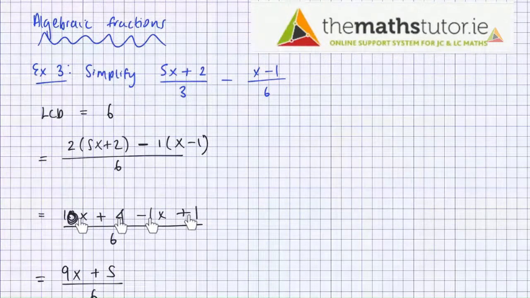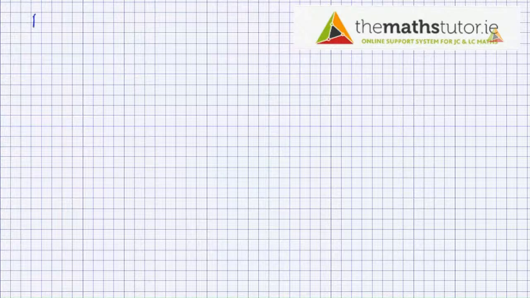And you can't simplify that anymore. So the answer there to example 3 is 9x plus 5 over 6. And you adapt the exact same method. You get the lowest common denominator first, and you write it as a single fraction and take it from there. Okay, so we're going to move on to example 4 now of algebraic fractions. And the more practice you get at these, the better.